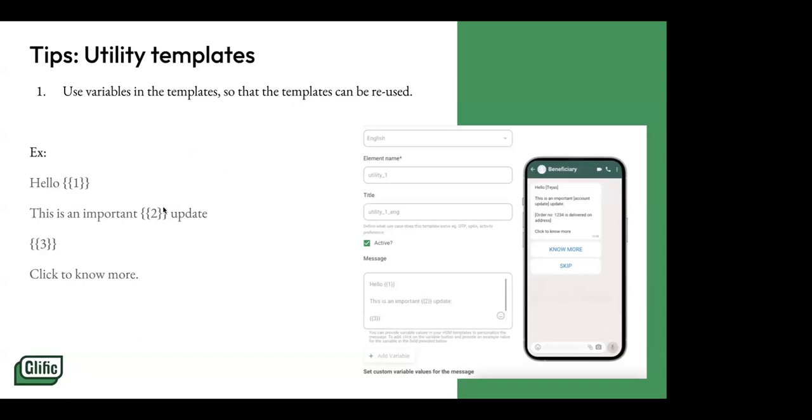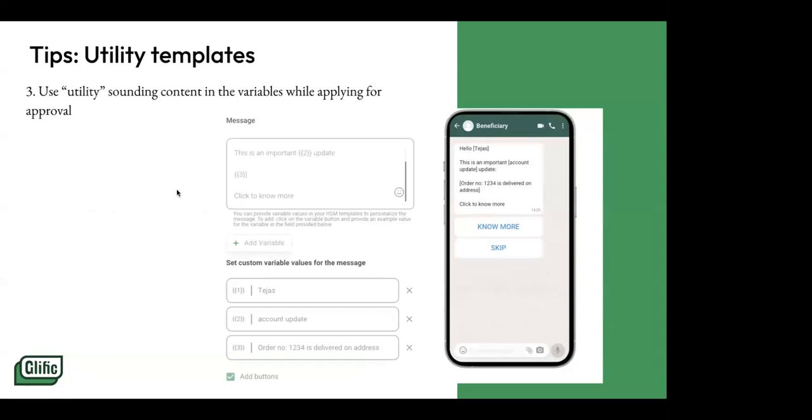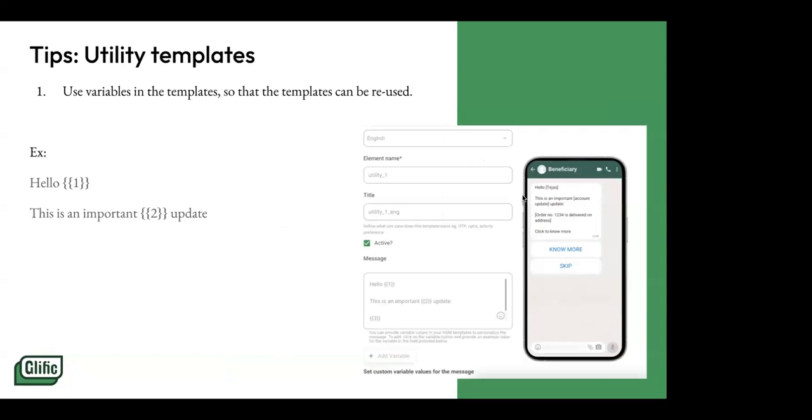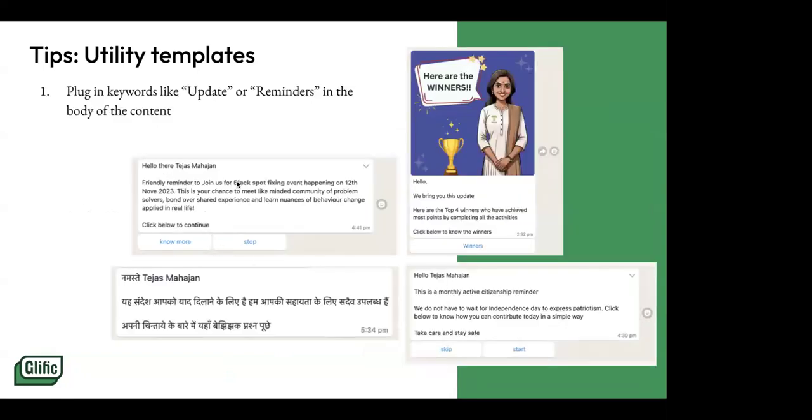So use variables. The important part is when you're applying for the message, you can use it in different ways. If you see this message, hello Tejas, there's an important account update. Order number 123 was delivered on the address. Now I've just given this while applying, but I can use the same message I've used over here to say hello Tejas, this is an important, sorry, hello.